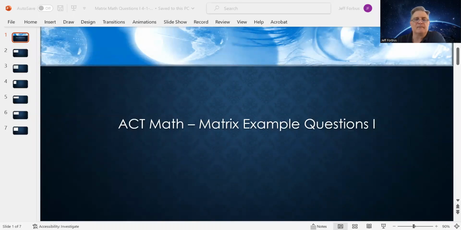Hey guys, I am back with some matrix problems that are commonly seen on the ACT. I've used a broad spectrum of years to create examples in which they have developed these problems. So you can look at them and not be surprised by what you see on the test if they show up on your test day.